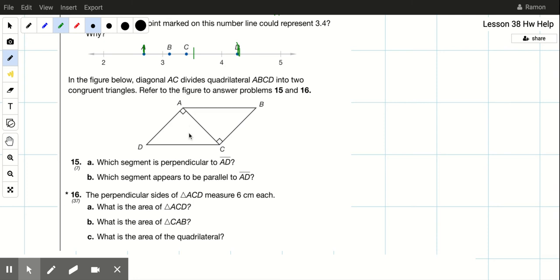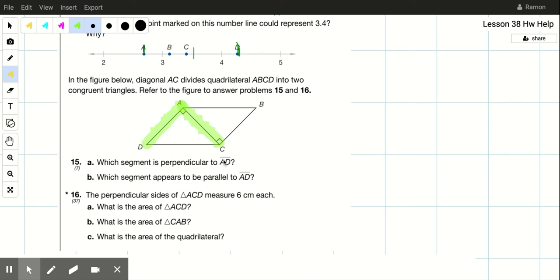In the figure below, diagonal AC, which is this line here, divides this quadrilateral ABCD into two triangles that are congruent, or two triangles that are exactly the same. Same size, same shape. Refer to the figure given here to answer 15 and 16. Which segment is perpendicular to AD? So which line is going to be perpendicular to AD? It's going to be the line that forms a right angle with it and has a common point, which is this line right here that I just highlighted.